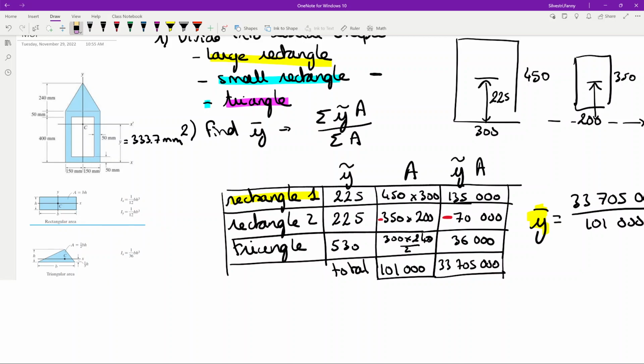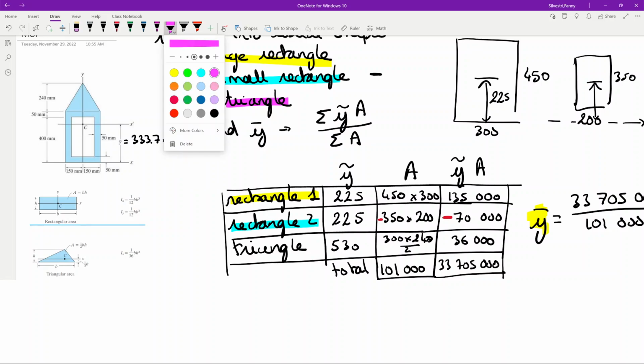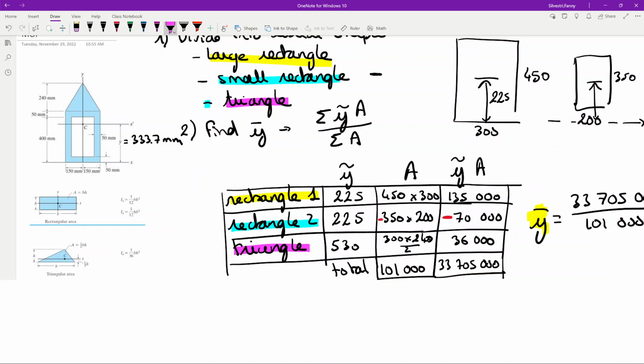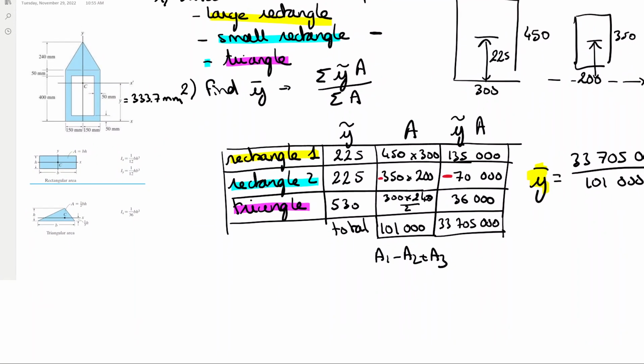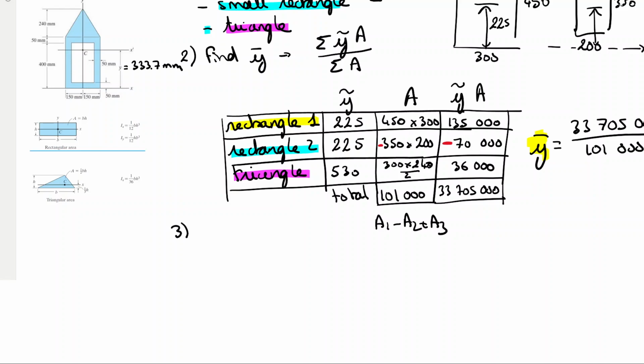That was our first step. We found, let me just put the colors. Here we go. We found the location of the centroid of the global shape. Now we need to find the third. Why does that write? Oh, I know why. We need to find the MOI about x bar. So what is the x prime? Sorry, x prime, or about this axis.